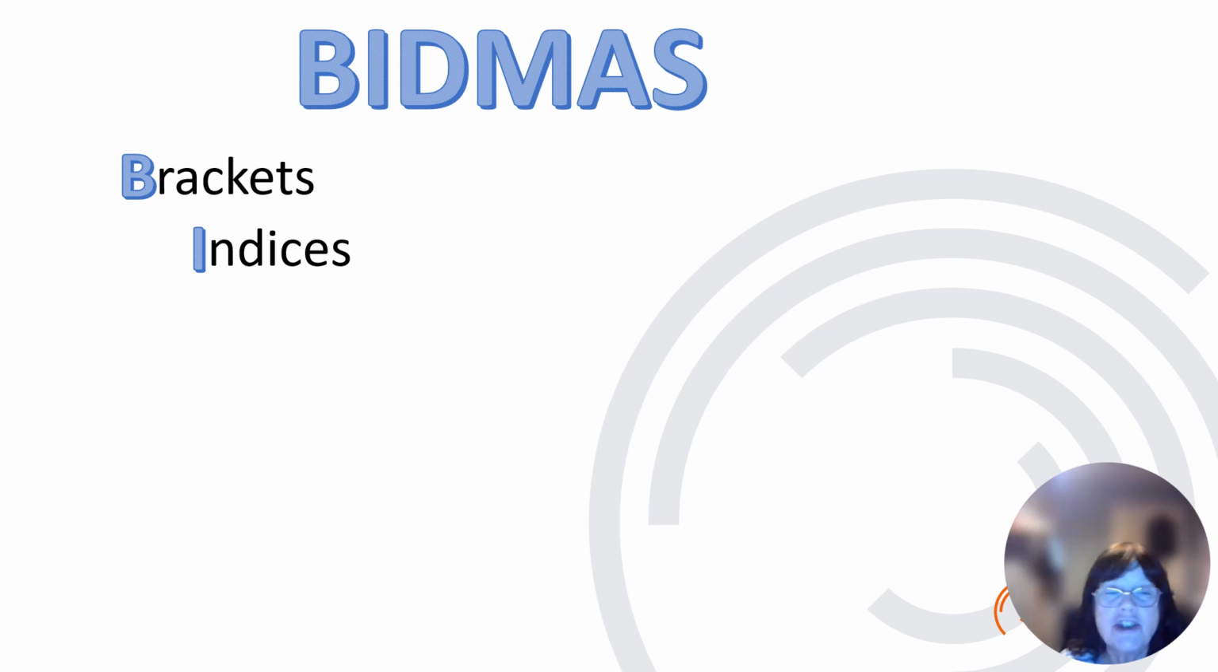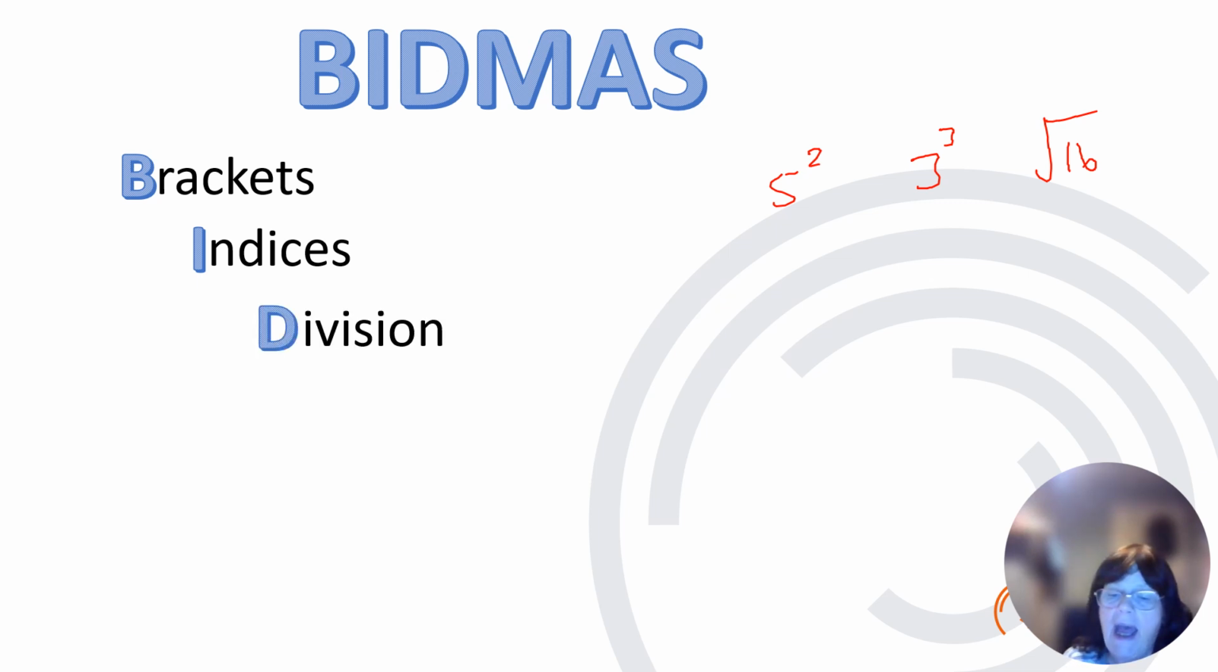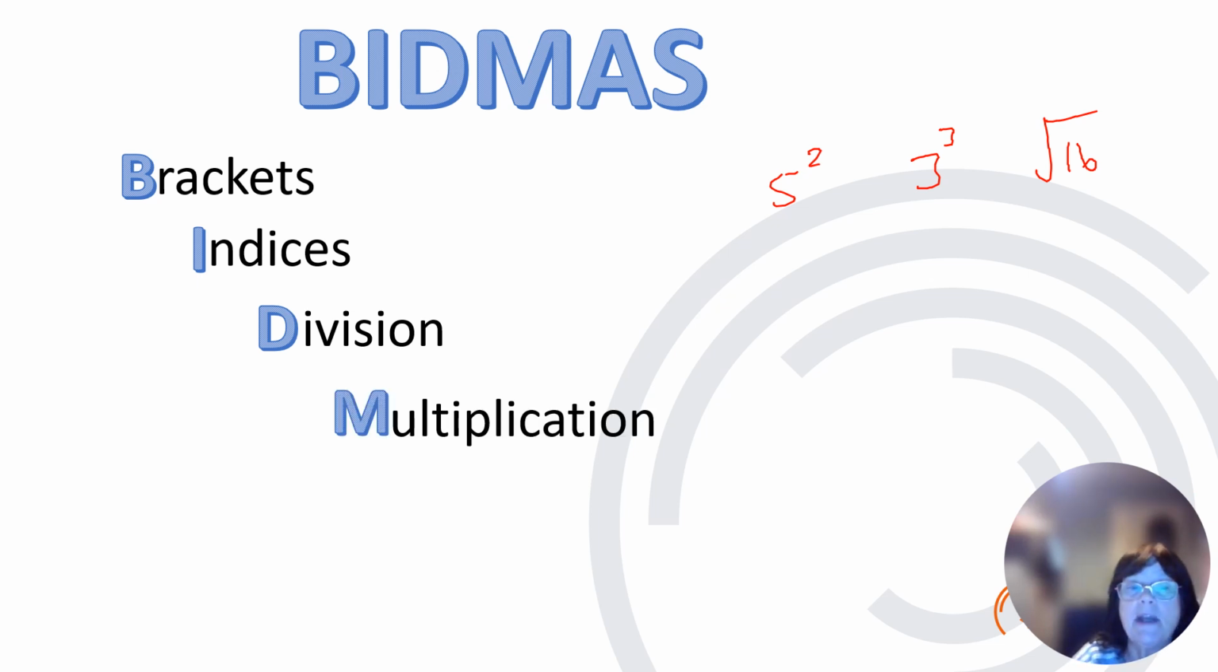Now, indices is just a posh word for powers. So something like 5 squared or 3 cubed or the square root of 16. All of those are indices. Next, we look for any division. We do division or multiplication, and actually these are on the same line. So division or multiplication, whichever comes first as we're reading left to right. Whichever one comes first is the first one that we do.